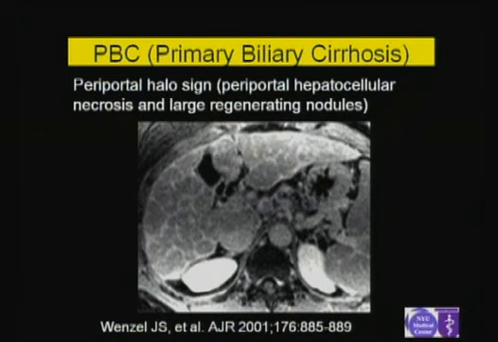And this sign has been described in this paper in 2001 as relatively specific for this disease. It's called the periportal halo sign, where you're going to see at the portal venous phase or the delayed phase a halo of decreased enhancement basically around small portal veins here. And this is probably related to periportal hepatocellular necrosis, as stated in this paper.